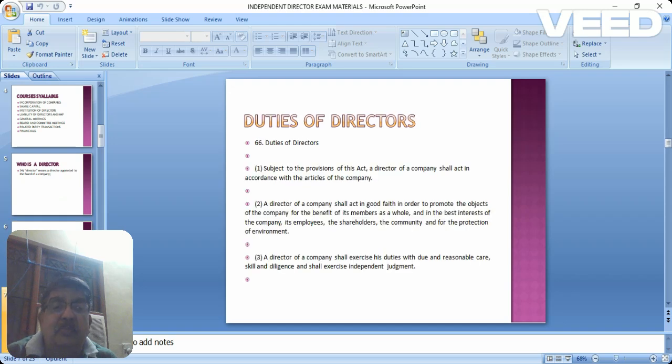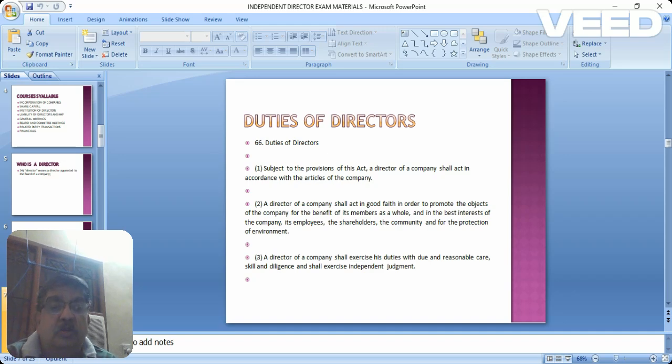Now we can come to the duties of directors. Whenever a person is appointed as a director in the company, he should act according to the articles of the company. What are the articles? The articles of association is the bible for the company. It has all kinds of rules and regulations: transfer, transmission, how board meetings will be conducted, how the chairman will be appointed, managing directors, alternate directors, additional directors, and so on. All the details are included in the articles of association.